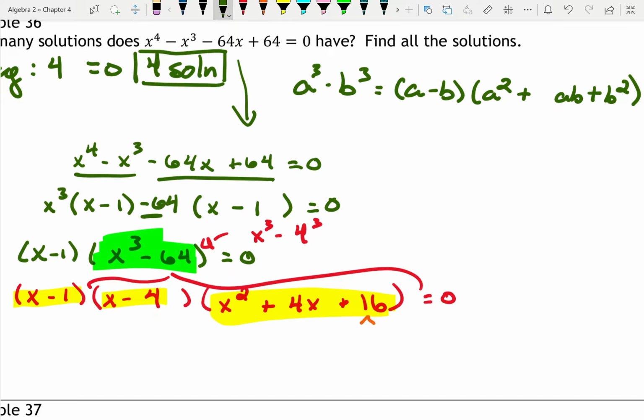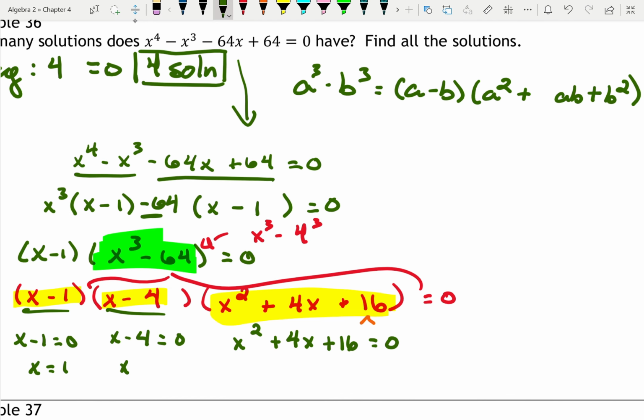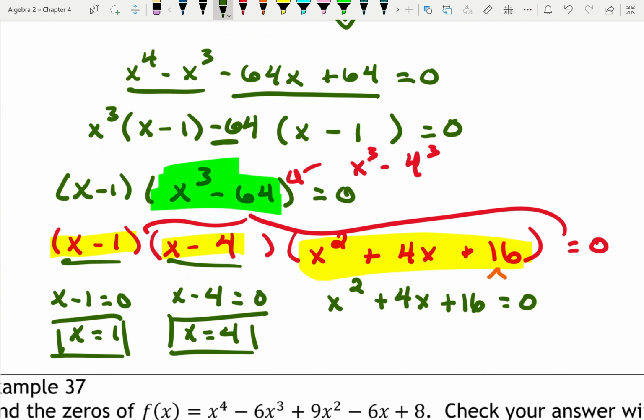So what we're going to do is break it apart so we can take care of the x minus 1 and the x minus 4. We're going to say x minus 1 equals 0, x minus 4 equals 0, and then x squared plus 4x plus 16 equals 0. In the first ones, we get x equals 1 and x equals 4, and I'm going to go ahead and circle those. So there's 2 solutions. We remember that there's supposed to be 4 solutions total. And this last one is quadratic because it has degree 2, so it has to have 2 solutions contained within it.